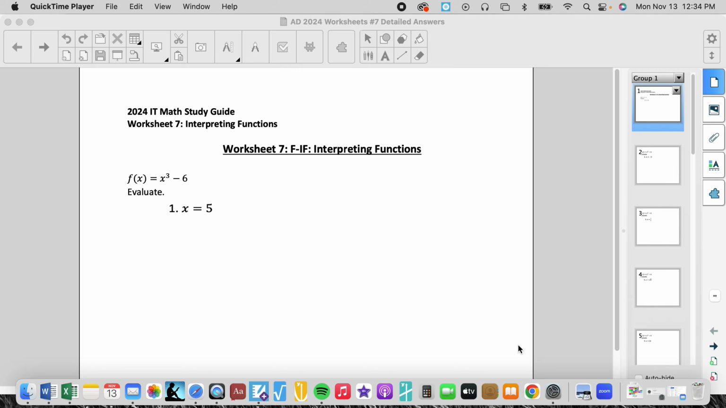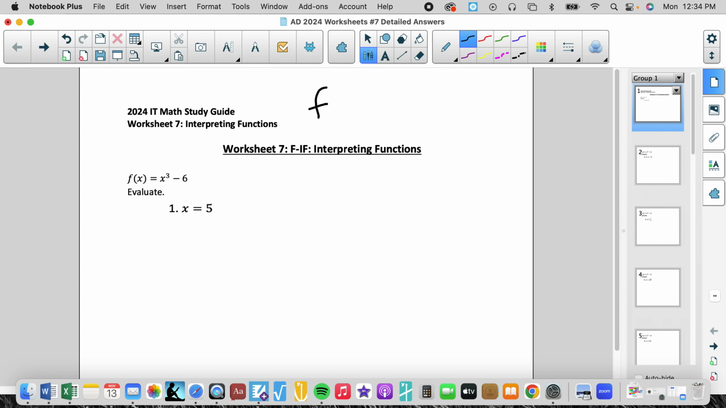Worksheet number 7. So we have this function. How do we know it's a function? Because we see f of x. F of x is just like us writing y. So when we see f of x equals x cubed minus 6, that's just like seeing y equals x cubed minus 6. They both have that same meaning. It's the function of x, and that's our variable. So it says x equals 5.